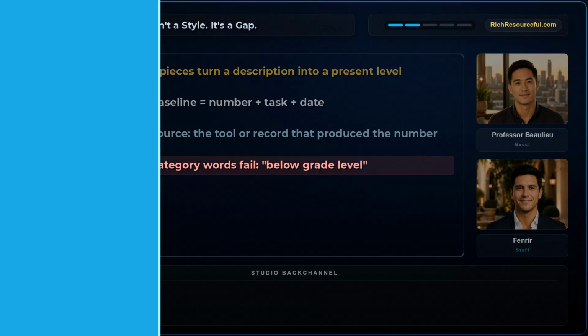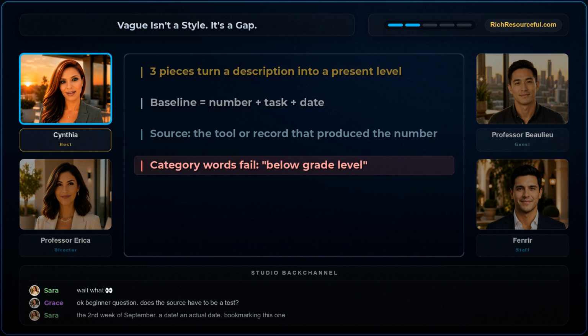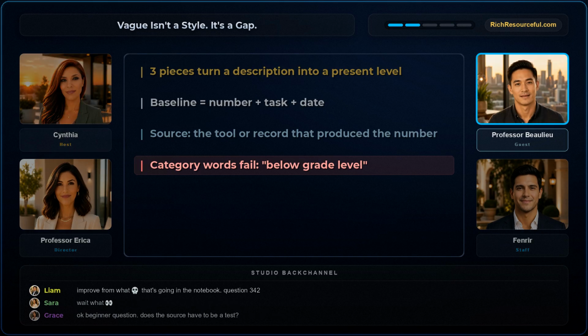The regulation asks for present levels of performance, so a category can't be a level. Half right though. The half matters. A level needn't be a standardized score. An honest observational count, recorded the same way twice, is a level. What dies is a section with nothing to measure against.